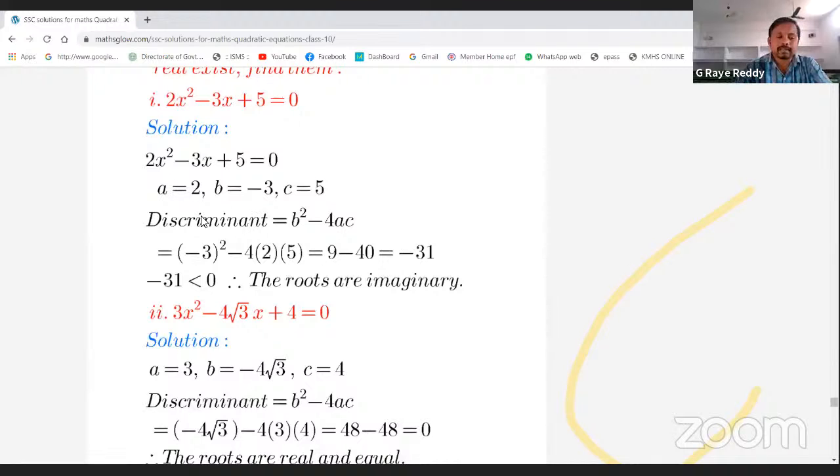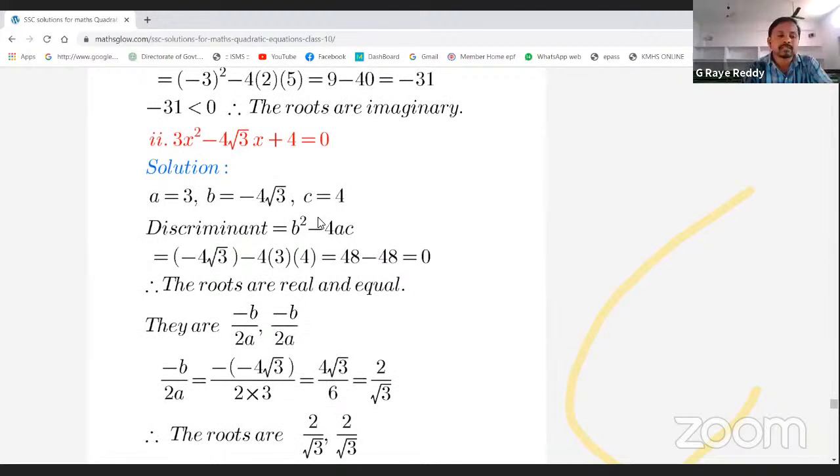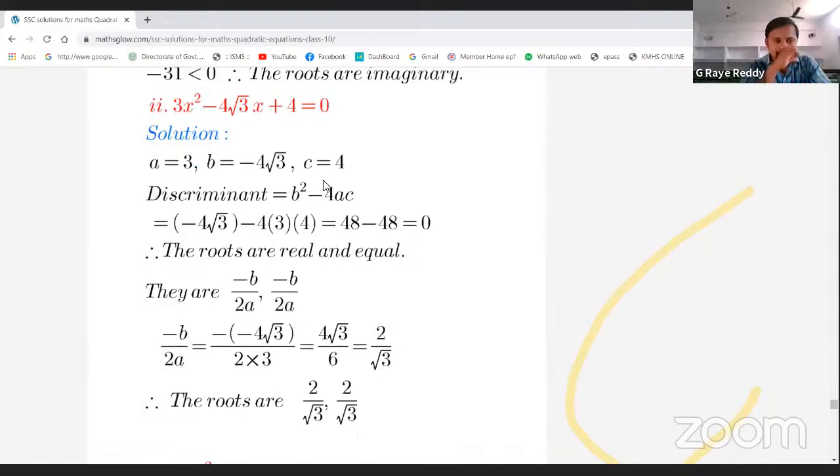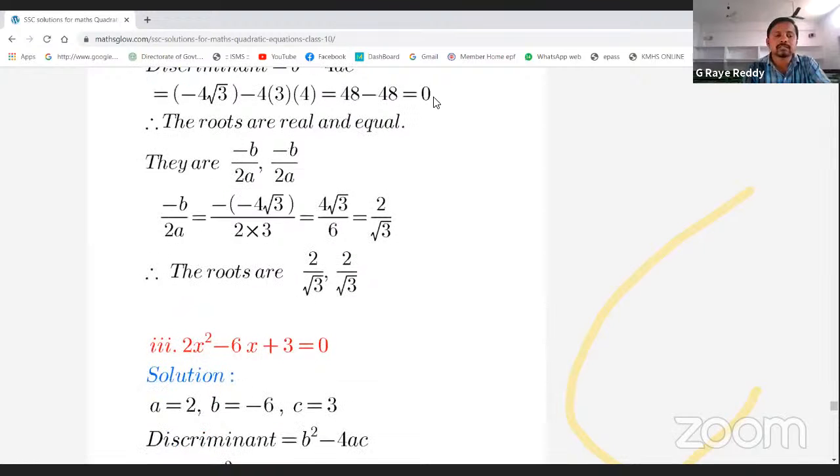So go for the second problem: 3x square minus 4 root 3 x plus 4 equal to 0. Here a equal to 3, b equal to -4 root 3, c equal to 4. The discriminant is equal to 0. We got 0. If the delta or discriminant is equal to 0, then we get the same values. What are they? Minus b by 2a.